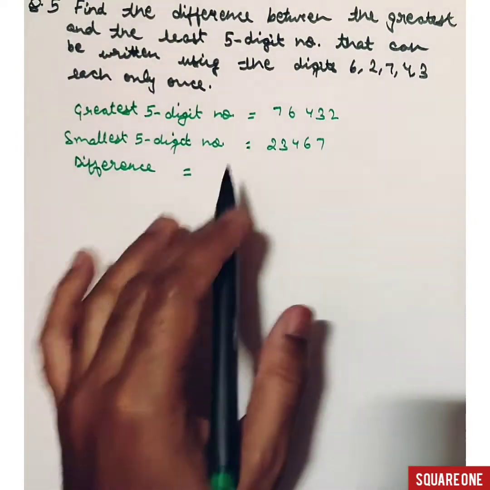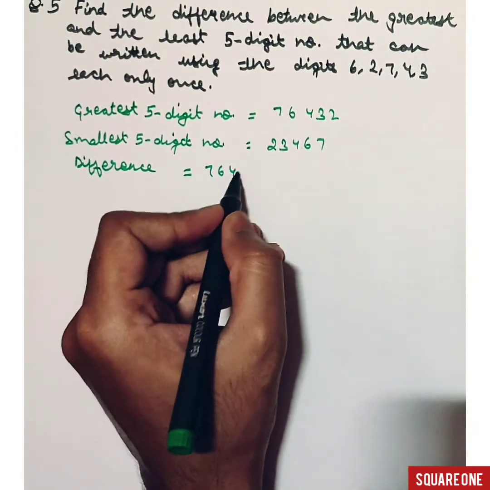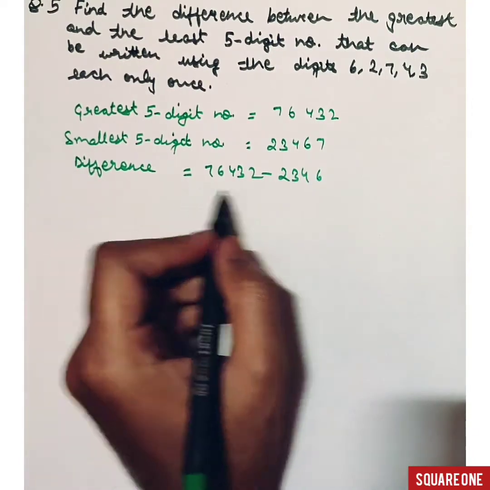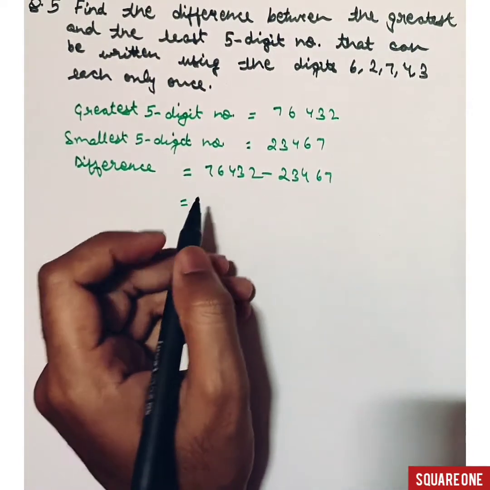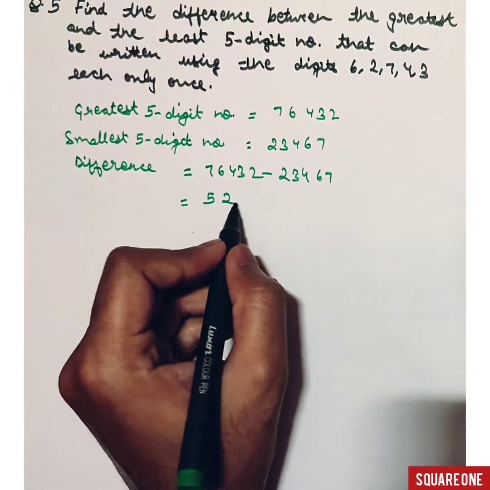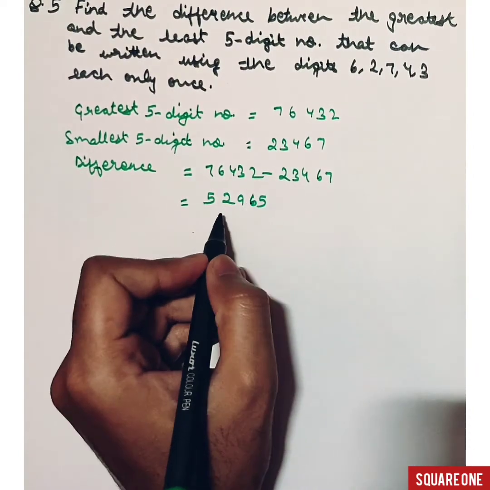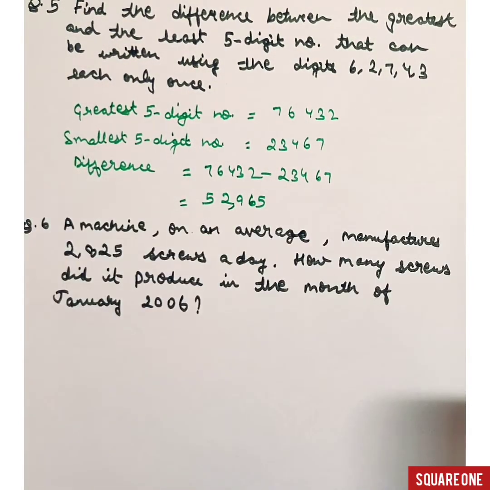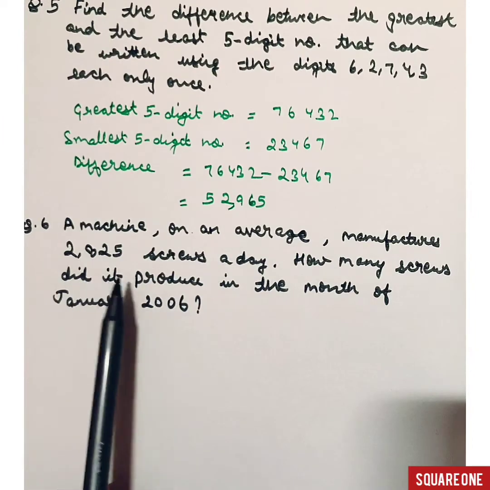Now the difference between these two numbers will be 76,432 minus 23,467, which is 52,965. So this is 52,965.